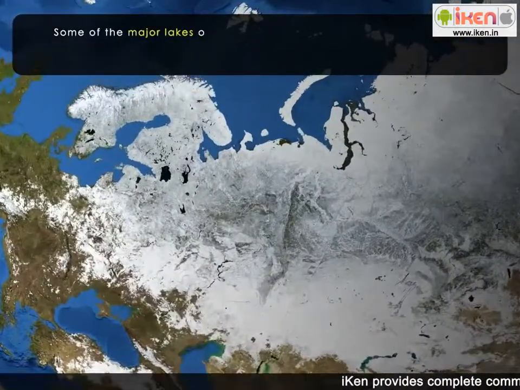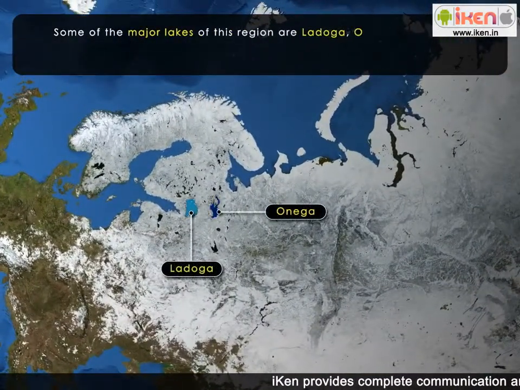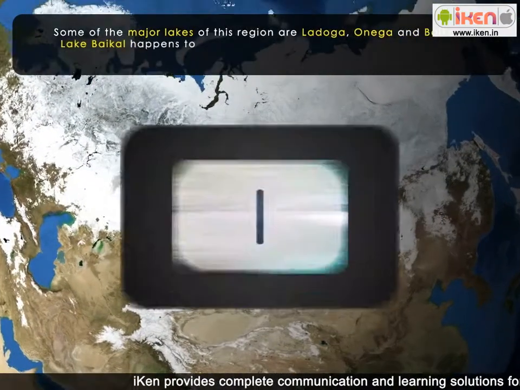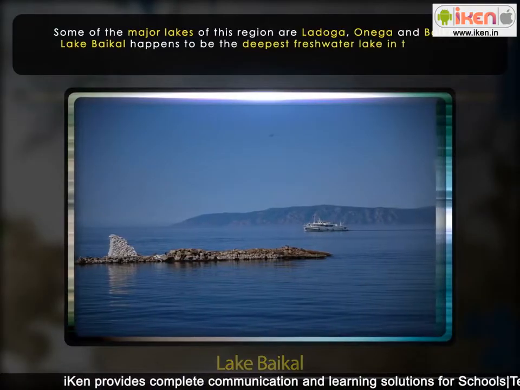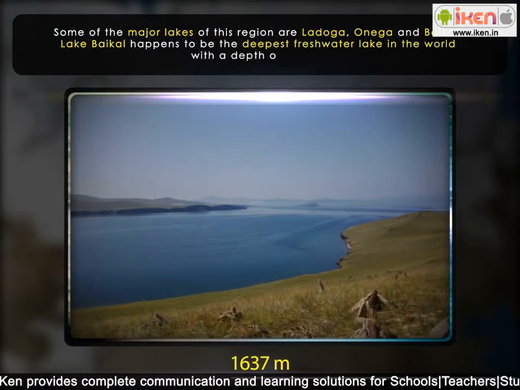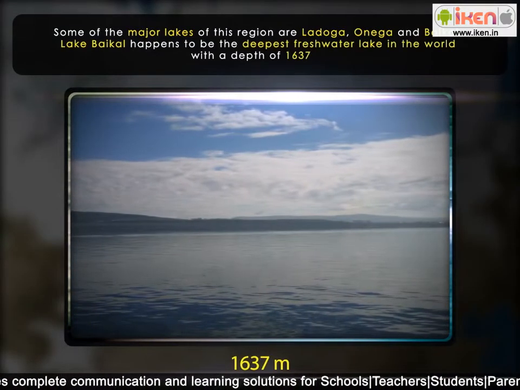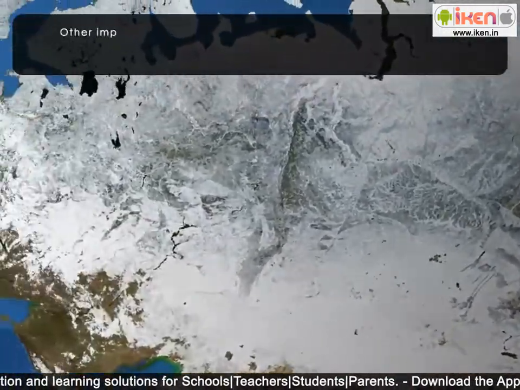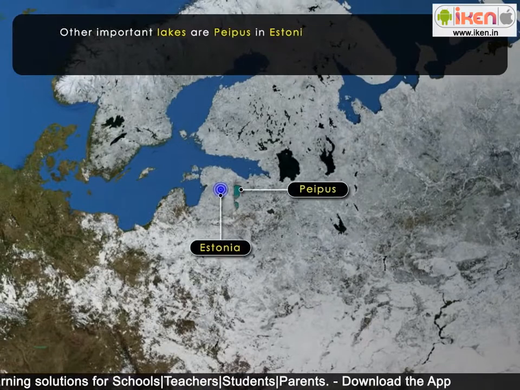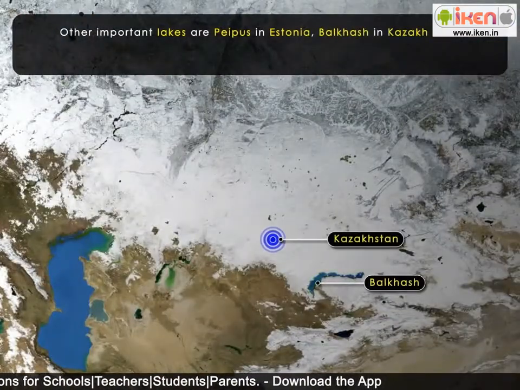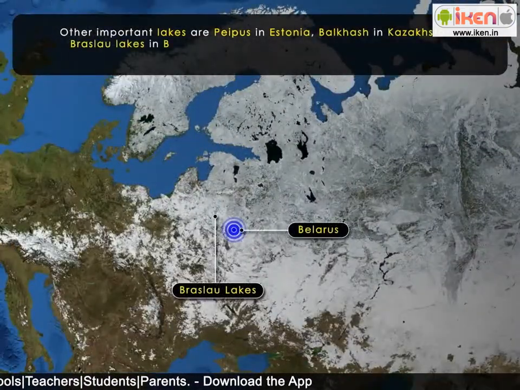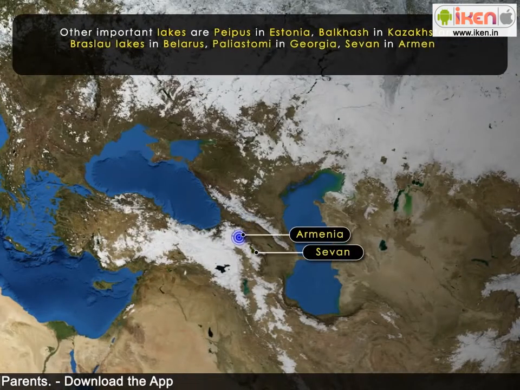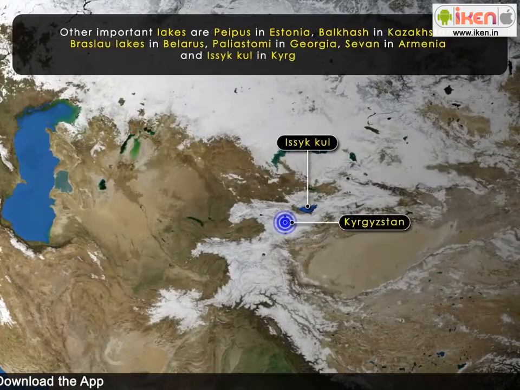Some of the major lakes of this region are Ladoga, Onega, and Baikal. Lake Baikal happens to be the deepest freshwater lake in the world, with a depth of 1,637 meters. Other important lakes are Peipus in Estonia, Balkhash in Kazakhstan, Lake Beloye in Belarus, Paliastomi in Georgia, Sevan in Armenia, and Issyk-Kul in Kyrgyzstan.